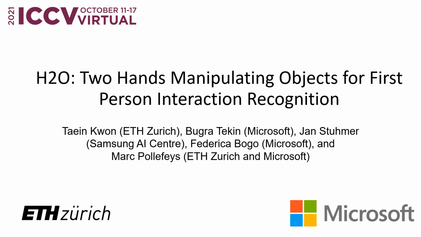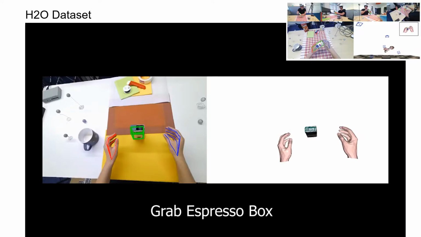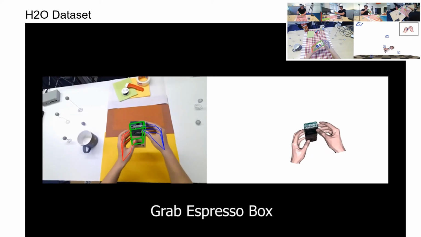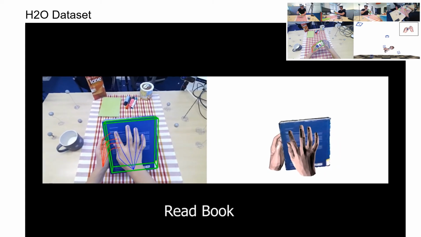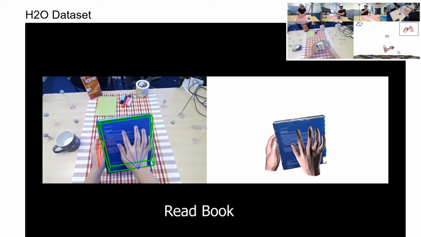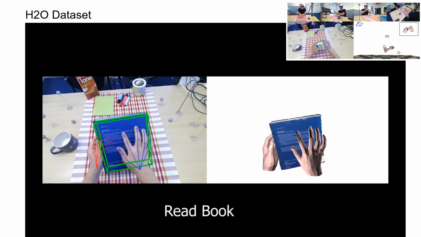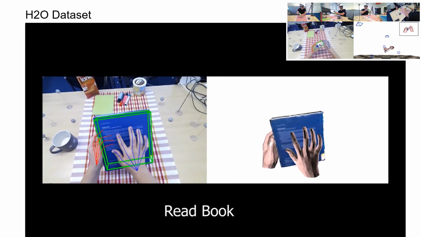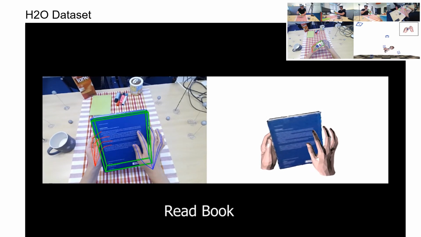We introduce a comprehensive framework for egocentric interaction recognition using 3D annotations of two hands manipulating objects. Hand pose and object pose are important to understand first-person interaction. However, collecting a dataset with 3D hand poses and 6D object poses is not only expensive but also difficult.